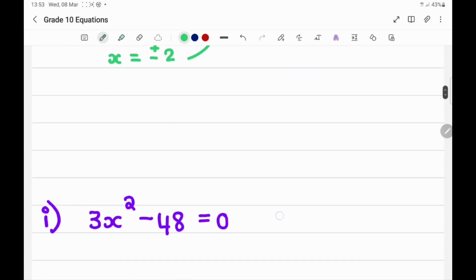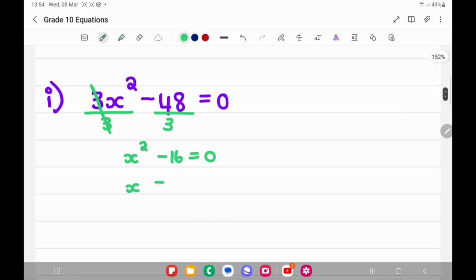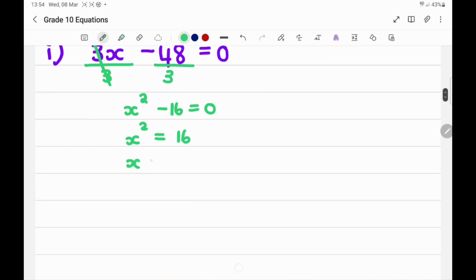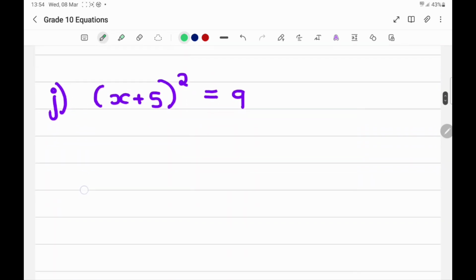All right, so please, let's quickly look at these slightly harder ones. So you divide by 3 just to make it a bit more simple. You can do that. Why? Because you are busy with an equation. Minus 16 is equal to 0. Thus x squared is equal to 16. Very important, please remember your plus minus 4. Whenever you've got something squared, the answer can either be a positive or a negative.